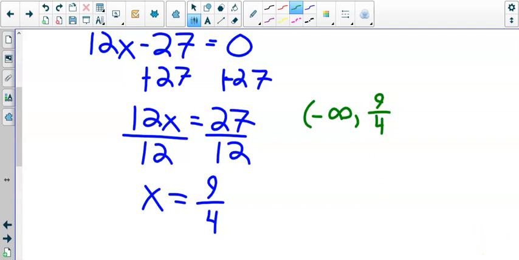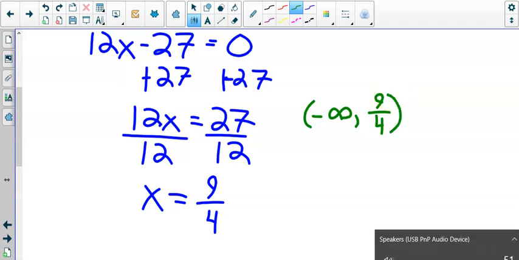Bracket or parenthesis? It's a parenthesis because we don't like it. We don't want to invite 9 over 4 to the party. That's why it's a parenthesis. We're throwing that number away. You follow me on that? If we liked it, I would have put a bracket. All right, so what do we do now?